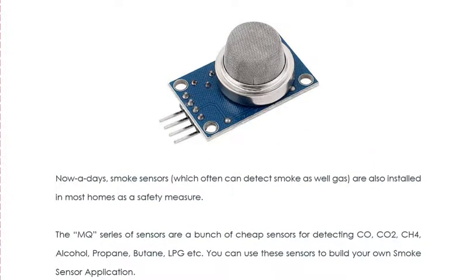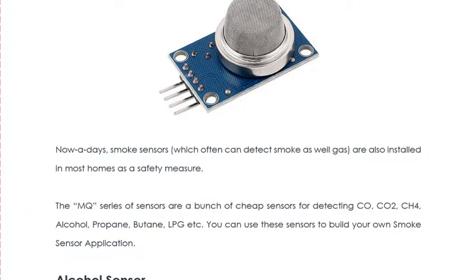Nowadays, smoke sensors, which can often detect smoke as well as gas, are also installed in most homes as a safety measure. The MQ gas sensors are a bunch of cheap sensors for detecting carbon monoxide, carbon dioxide, methane, alcohol, propane, butane, and LPG. You can use these sensors to build your own smoke sensor application.